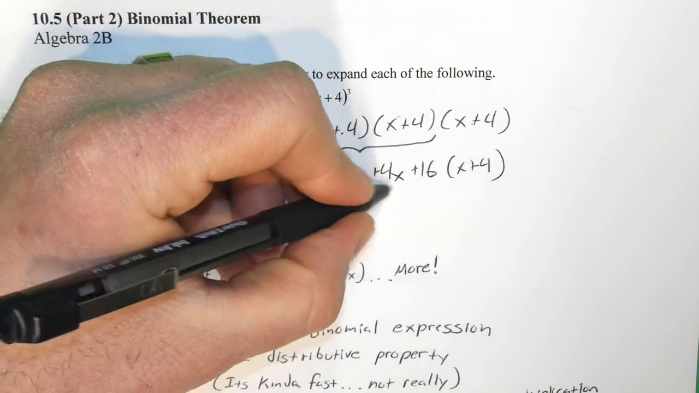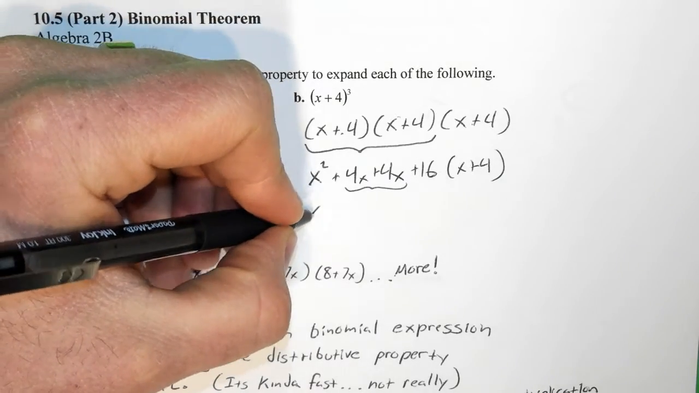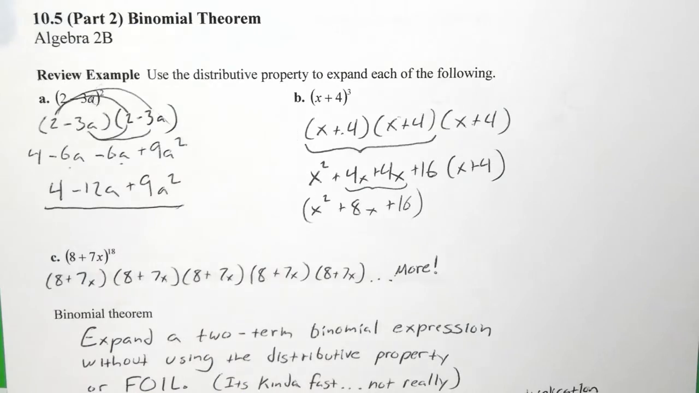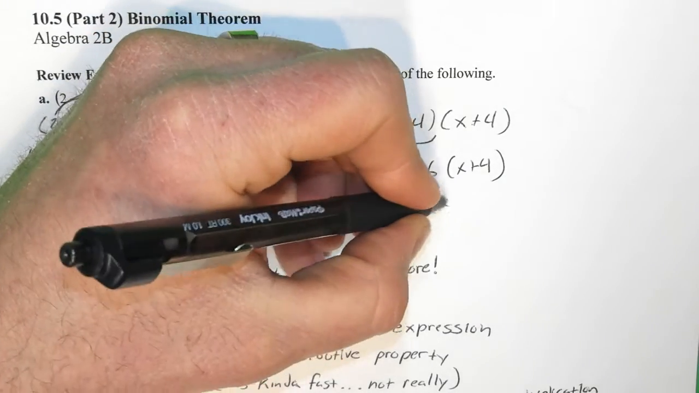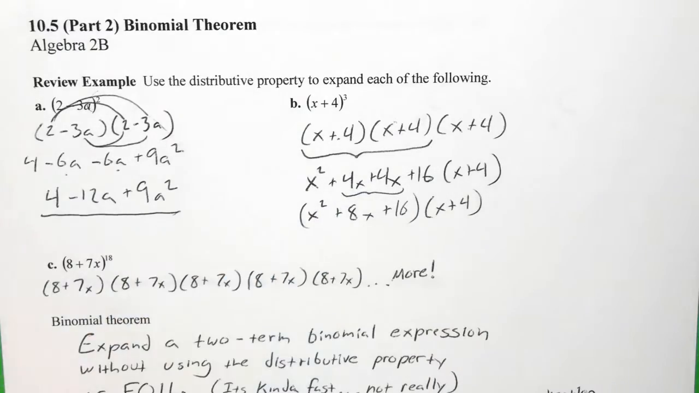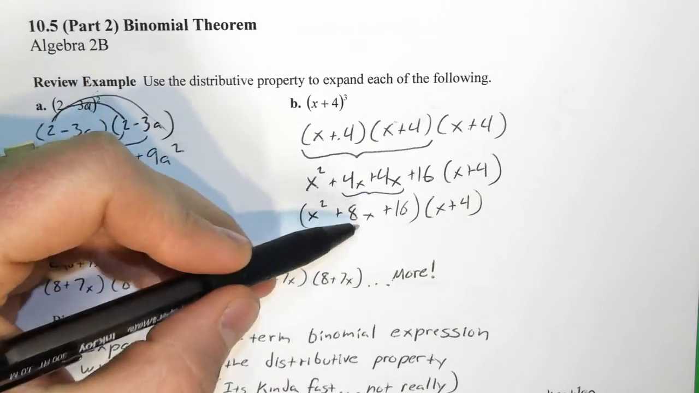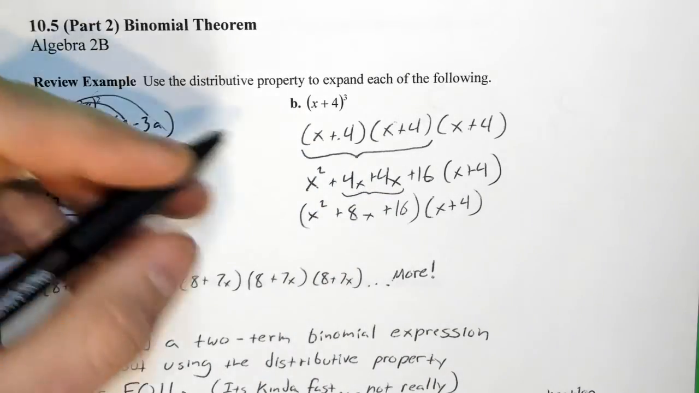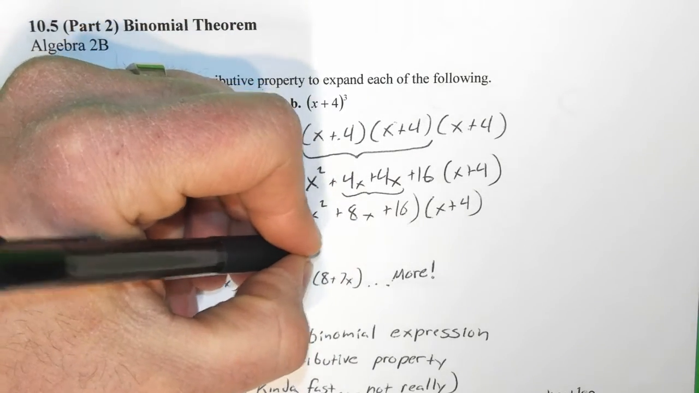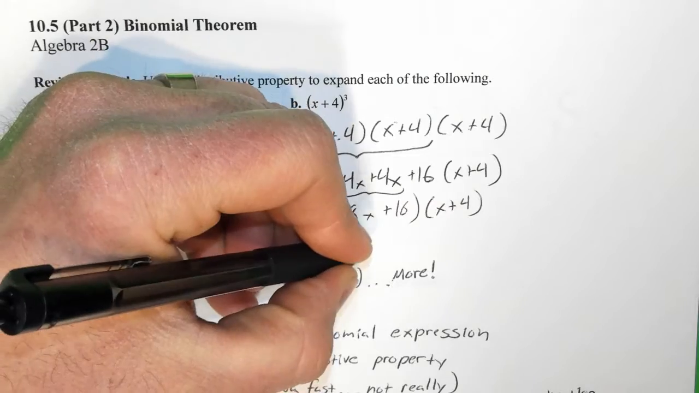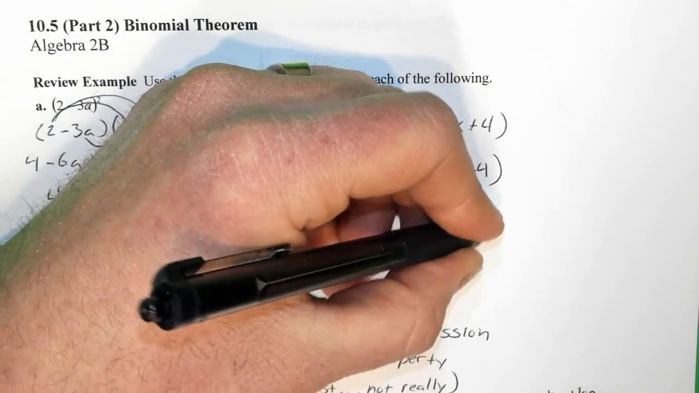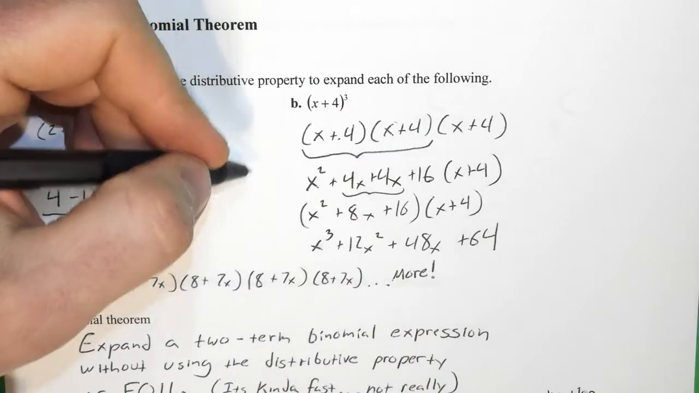I can combine these two x terms together, and so I will. That's going to give me x squared plus 8x plus 16, so that looks a little bit better. And now what I'm going to do is I've now shrunken this from having 3 sets of parentheses down to only having 2. And so what I want to do now is multiply these 2 sets as well. So if I do that, what you're going to end up with is x cubed, 12x squared, 48x, and 64.